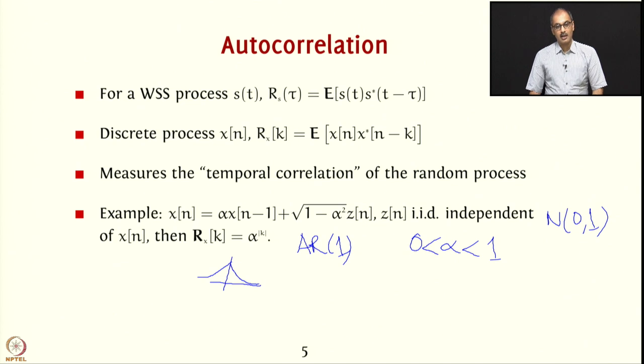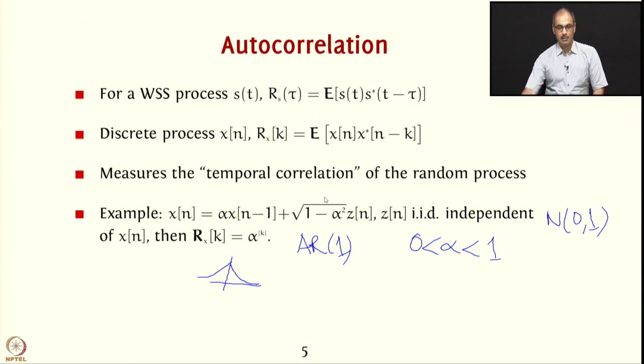However, unlike Zn, which is an IID Gaussian, Xn is going to be correlated, and the correlation, which is alpha power mod k, is going to be reasonably higher for smaller values. As you can see, Xn is alpha Xn minus 1, which means Xn is going to be correlated with Xn minus 1 to the tune of alpha. Similarly, Xn is going to be correlated with Xn minus 2 to the tune of alpha square and so on.